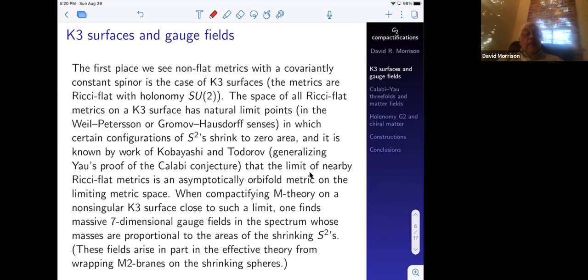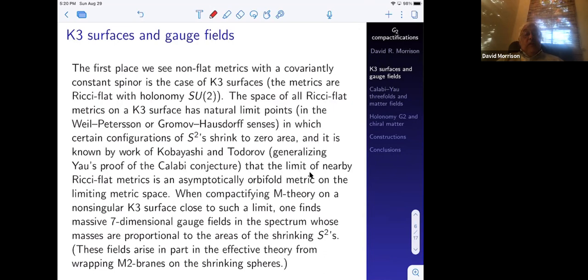And if I compactify M theory on a non-singular K3 surface, which is close to such a limit, what I find in the spectrum there, if I'm careful, is massive gauge fields whose masses are proportional to the areas of the S2s that are shrinking. And so in the limit where the S2s have shrunk to zero size, I get massless fields.